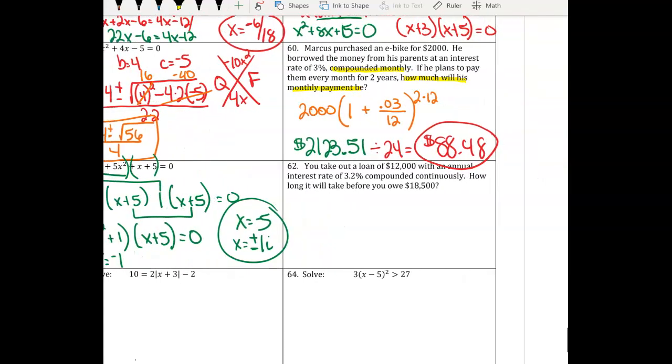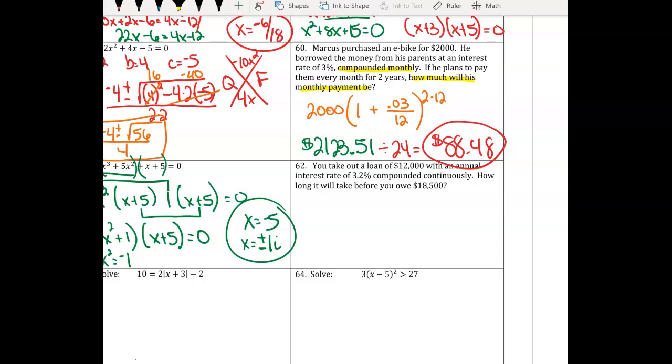All right, 2 more. 62. You take out a loan of $12,000 with an annual interest rate of 3.2% compounded continuously. That's that e formula. It looks like Bert. How long will it take before you owe $8,500? So if we start, 12,000 e with my decimal version of the percent. t is what we're looking for, and we want to see how long it will take before you're owing that much on your car loan.